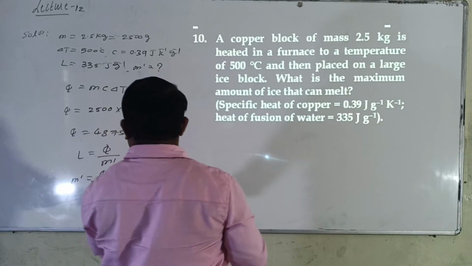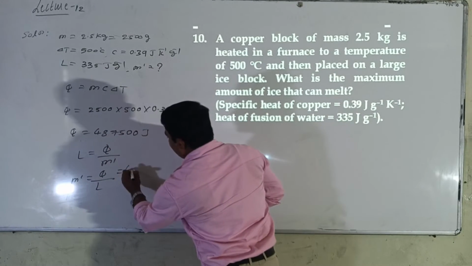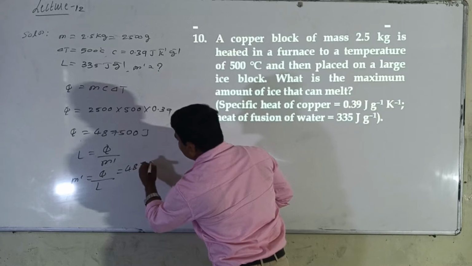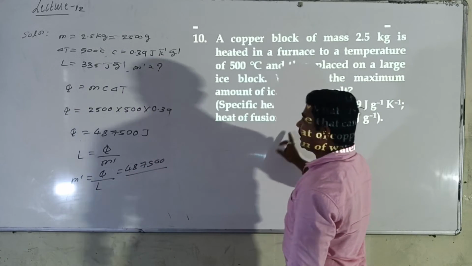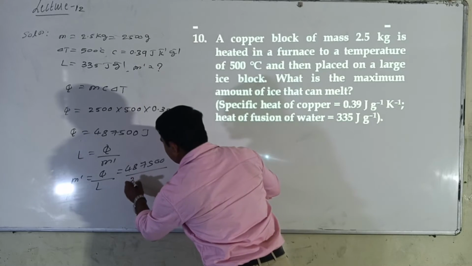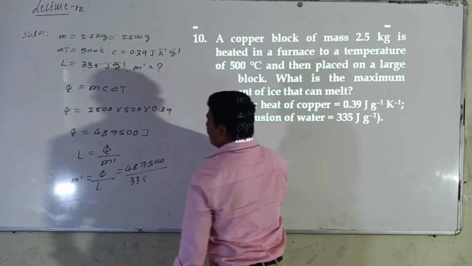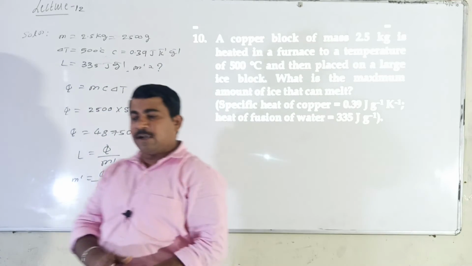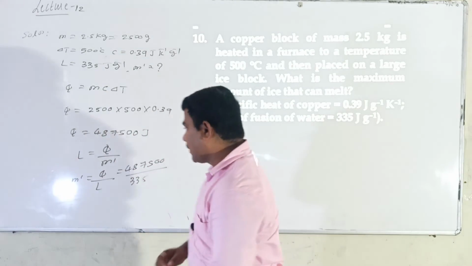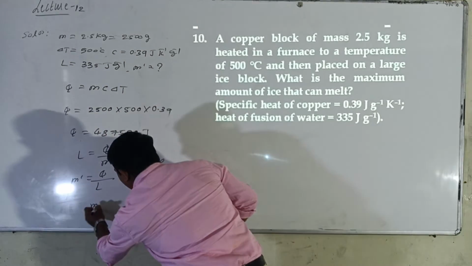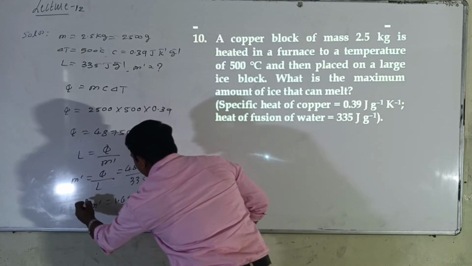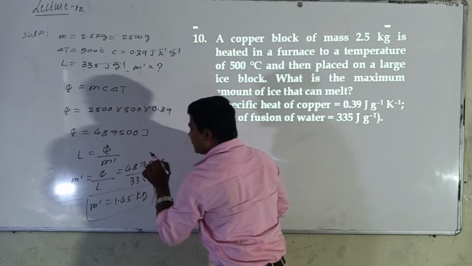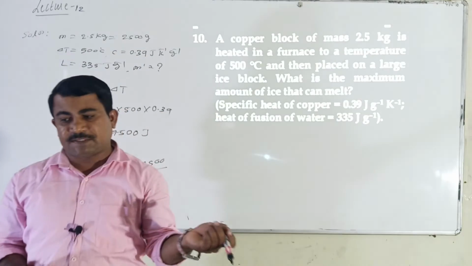Shall I take here Q? How much? 487500 divided by L. L is already given. Latent heat 335. Then the mass melted is given as 1.45 kg. Initially it comes in gram, just convert it into kg.